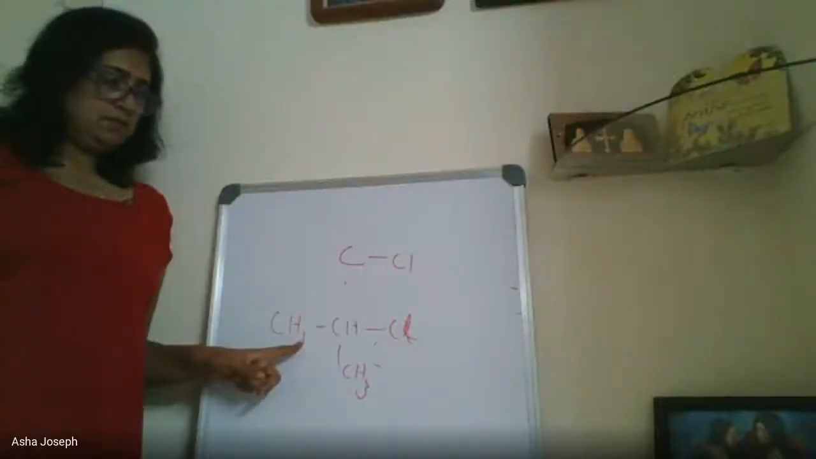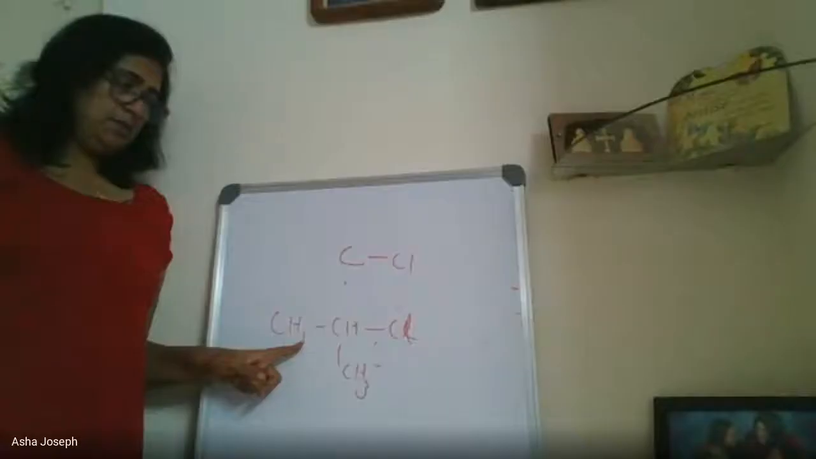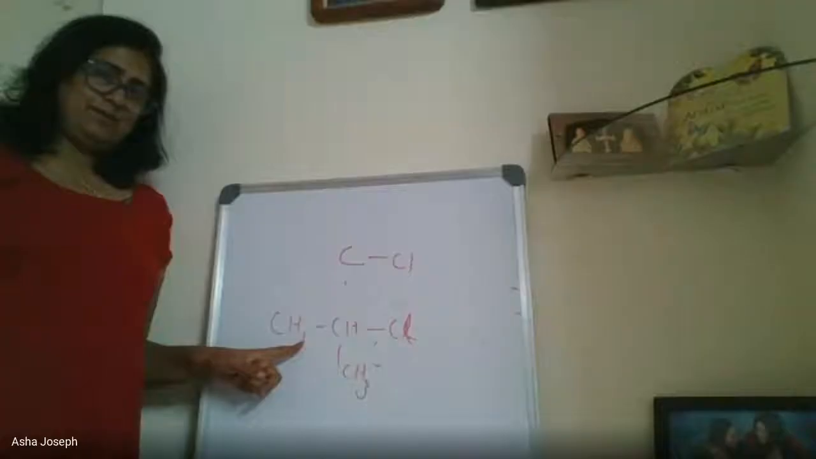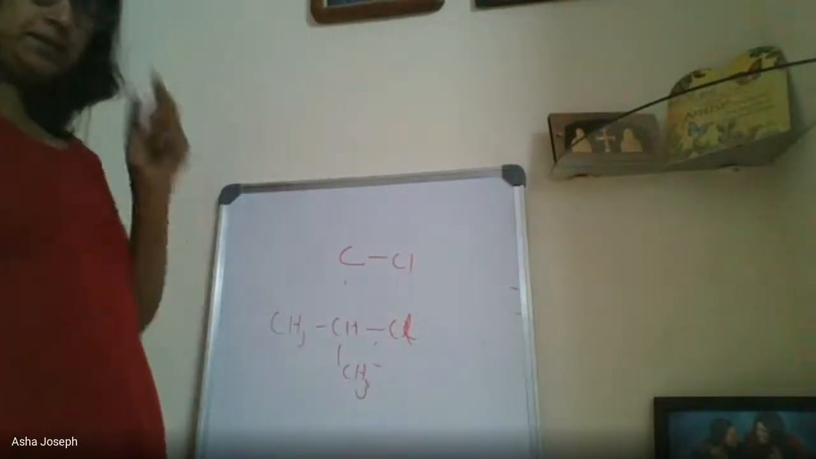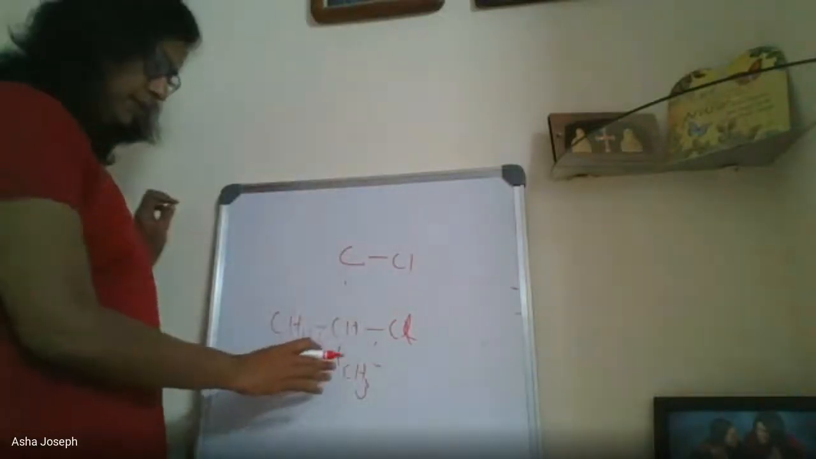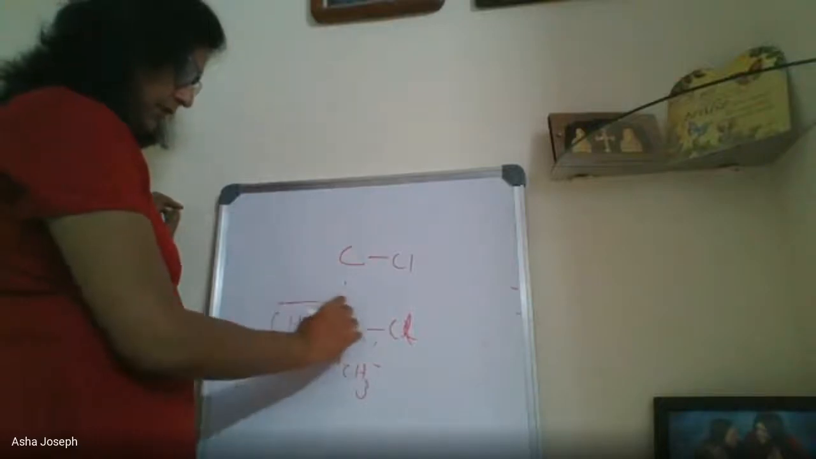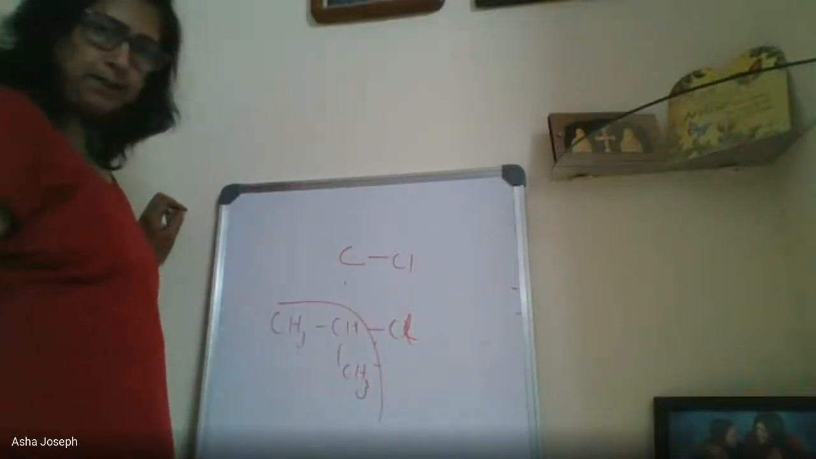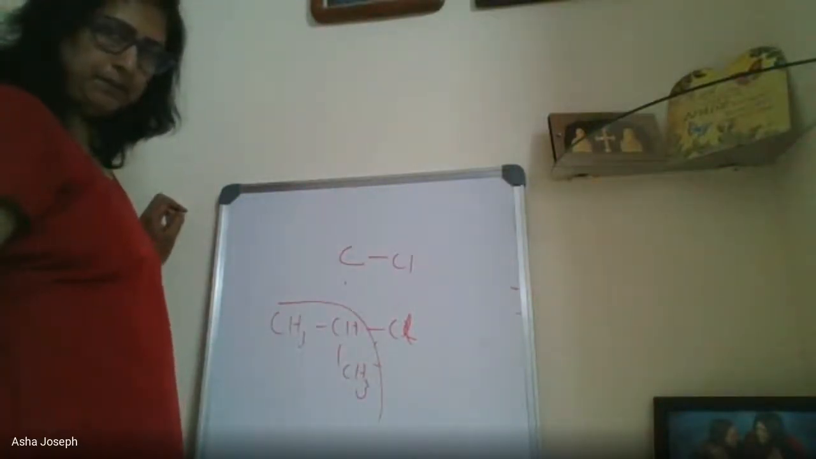Can you name this? Ma'am, dimethyl. No, no. Ma'am, 2-methyl ethyl chloride. No. Anyway, nomenclature we are coming to. If you see, this is a chain. 2-chloropropane. That is the IUPAC name.